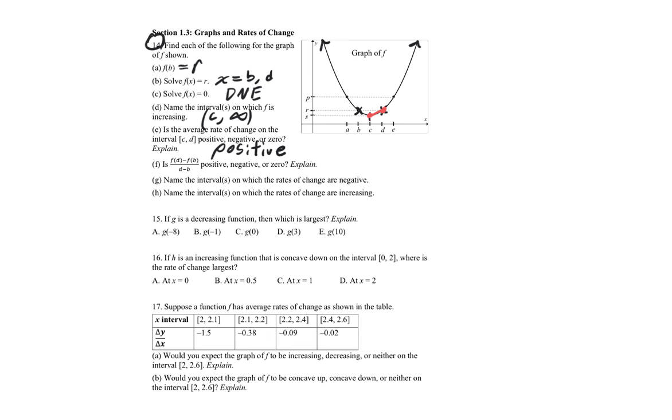Part F asks, is f of d minus f of b divided by d minus b positive, negative, or 0? This formula here is actually just the average rate of change. Therefore, what we're really asking is, is the average rate of change between b and d positive or negative or 0? Well, these values are at the same point. Therefore, our average rate of change will actually be 0.